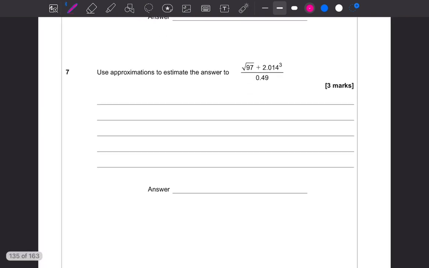Use approximations to estimate the answer to this. So we'll say that's roughly root 100, which is 10. This thing we can say is roughly 2, which when we cube it is 8. And on the bottom, this is roughly 0.5. So altogether, we've got 18 on 0.5, which is going to be 36.